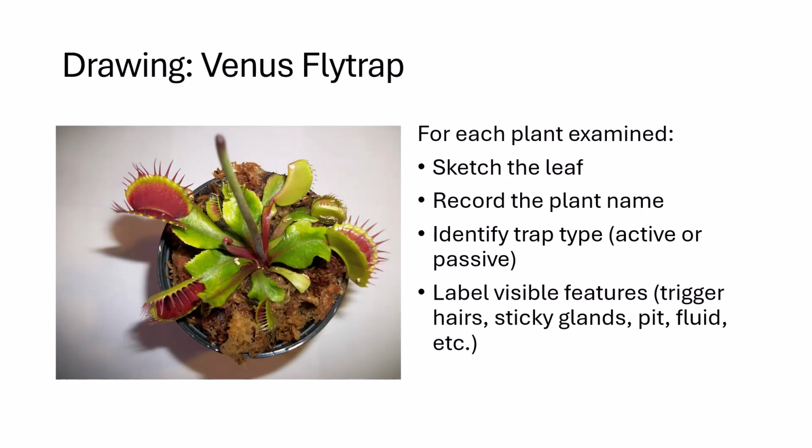This is a Venus flytrap. Notice that the petiole has been modified into a phyllode, which appears leafy. This increases photosynthesis in the plant. In your lab notebook, sketch the modified leaf and label the name of the plant, whether the trap is active or passive, and key structural features involved in prey capture and digestion. Pause the video to sketch the plant.